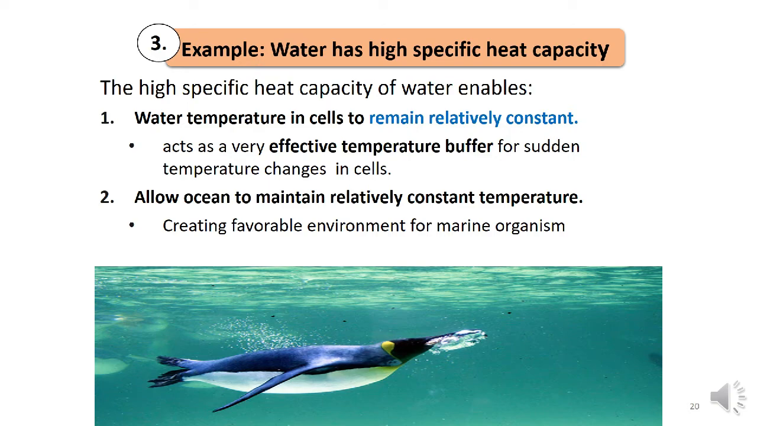By having this high specific heat capacity, this property of water enables the water temperature in our cells to remain relatively constant. This is very important because water can act as a very effective temperature buffer for sudden temperature changes in cells. For example, when you have a fever, it is very important for our body to maintain its body temperature in order for the enzymes to continue to function. And the second one, the high specific heat capacity of water allows the ocean to maintain a relatively constant temperature, thus creating a favorable environment for marine organisms to live.